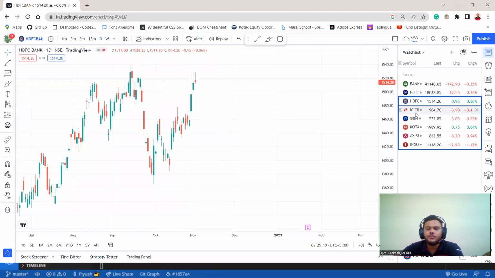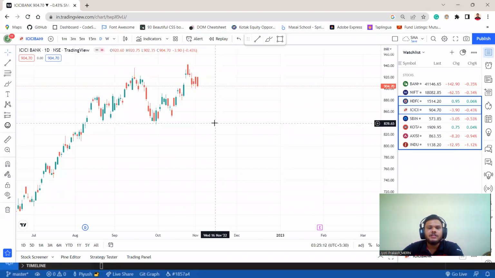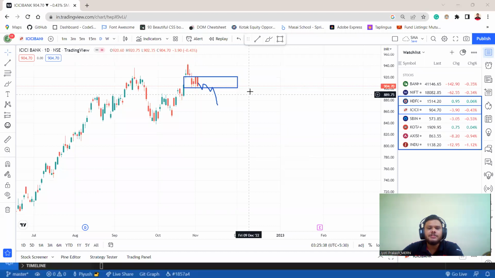Okay, now let's look into ICICI Bank. Here you can see that ICICI Bank also opened gap up, and it did not close above 920. It opened gap up around 920, and from that it continuously went down and closed around 904. And as I said to you, if ICICI Bank closes above 920, then you're going to take it for buying. But if it closes below 900, then you're definitely going to take it for selling. And you can set your target to approximately 890 to 880.